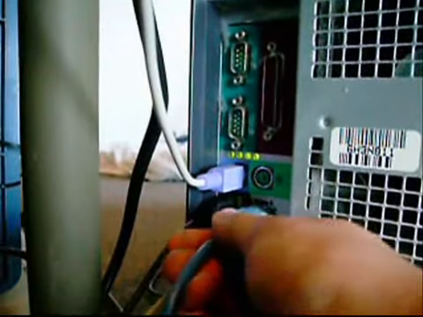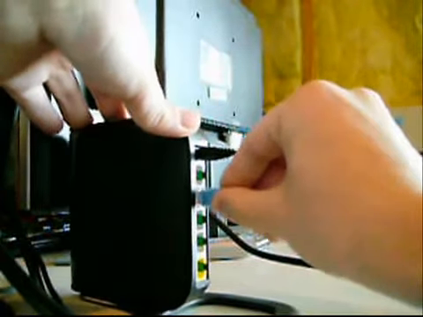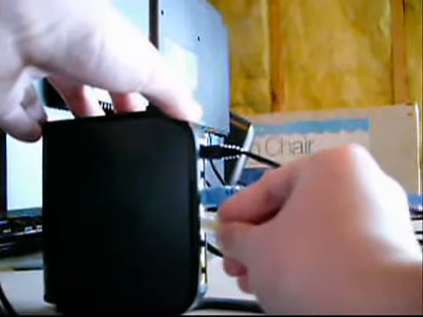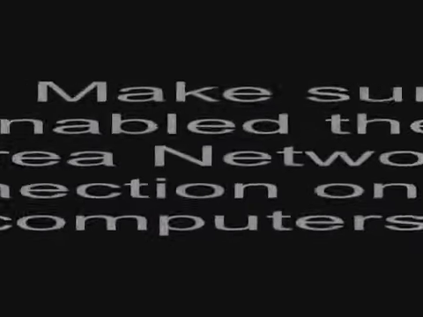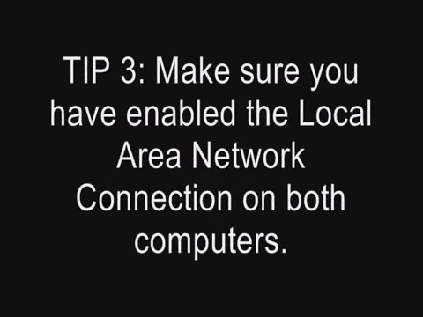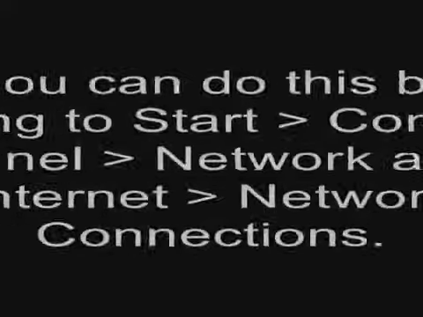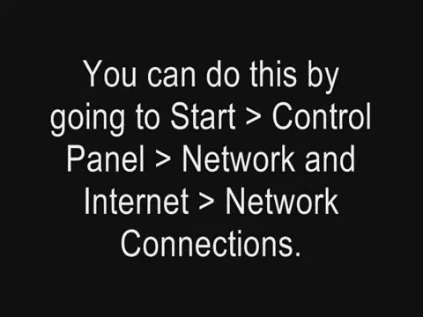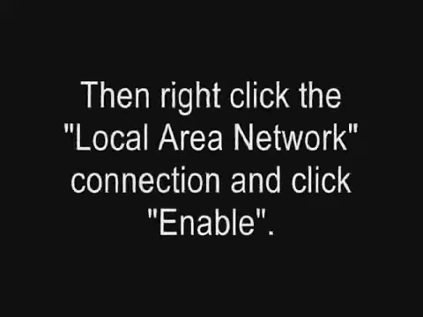Setting up the network. First plug an Ethernet cable into the Ethernet port of your server. Then plug the other end of that cable into your router. Repeat this process with computers you would like to access the server through, also known as the client computers. Tip 3. Make sure you have enabled the local area network connection on both computers. You can do this by going to Start, Control Panel, Network and Internet, Network Connections. Then right-click on the local area network connection and click Enable.